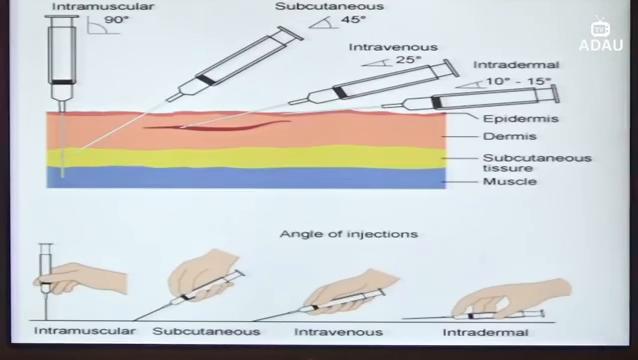placing some liquid solution at an angle of 45 degrees. And the fourth layer, muscle: this is intramuscular, at an angle of 90 degrees. There is also a special position of our hands, how we should hold the syringe and where we should inject, intramuscular or subcutaneous or intravenous. We should know the special angle. Intramuscular 90 degrees, subcutaneous 45, intravenous 25, and intradermal 10-15 degrees.